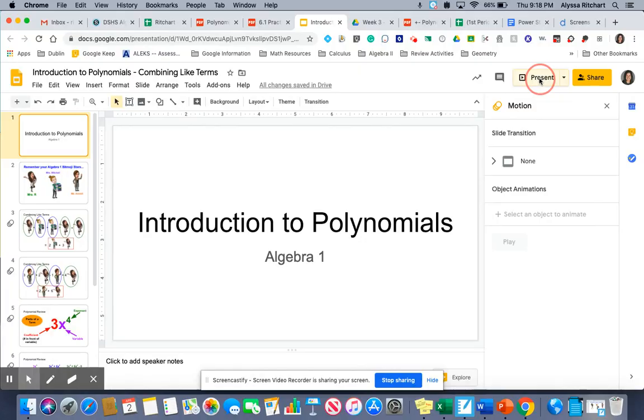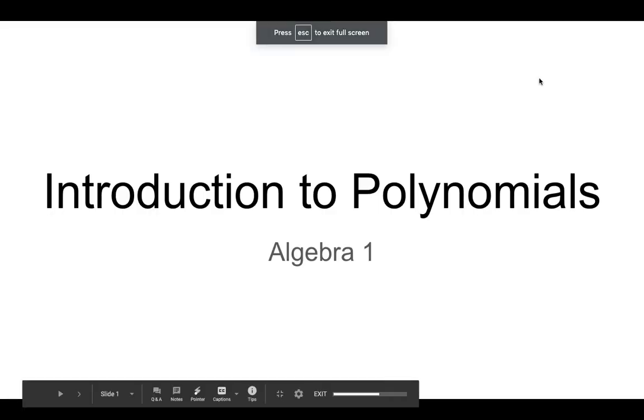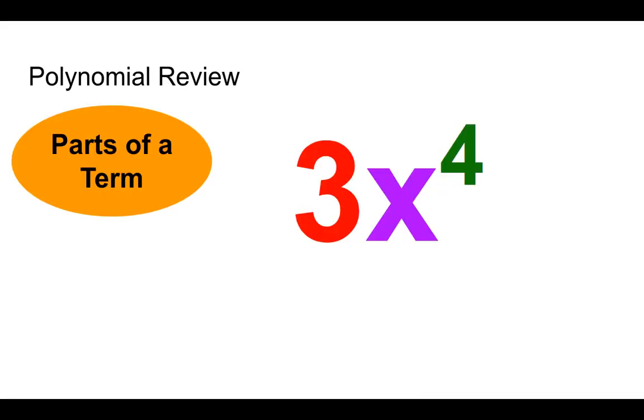We're going to jump into a new unit called polynomials. Taking this to a math example, this right here, 3x to the fourth power, that's how we read it, 3x to the fourth. This is considered a single term.